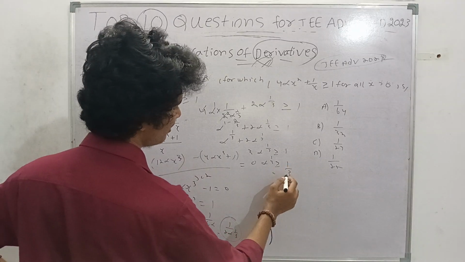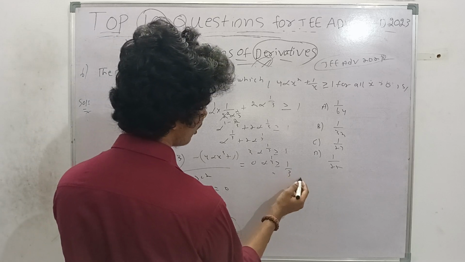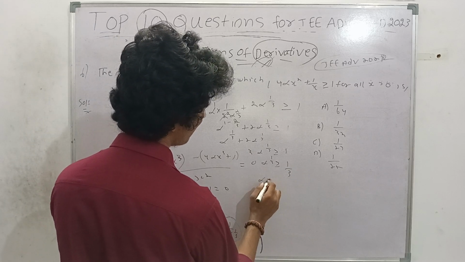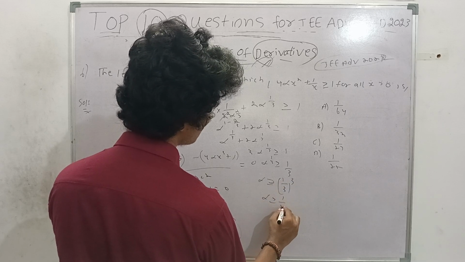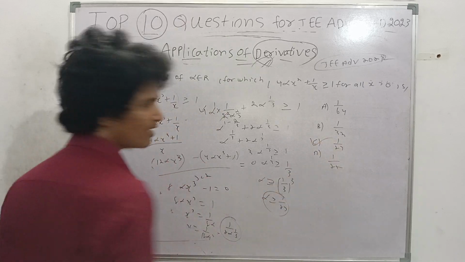Alpha power 1 by 3 is greater than or equal to 1 by 3. So alpha is greater than or equal to (1 by 3) cubed, alpha greater than or equal to 1 by 27. So option C is correct. Like this you have to solve.